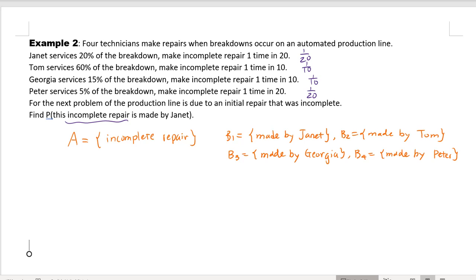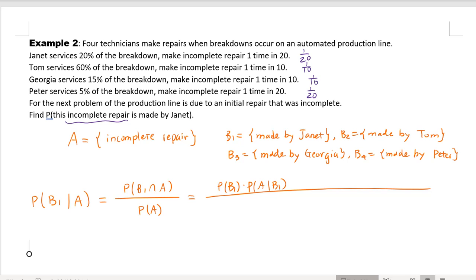All right, now let's see. Okay, so we are looking for the incomplete repairs made by Jeanette. So we already know there is an incomplete repair. We're looking for the probability that this incomplete repair is made by Jeanette. So P of B1 given A. So this is what we are looking for, right? But the conditional probability is P of B1 and A over P of A. B1 and A is P of B1 times P of A given B1.